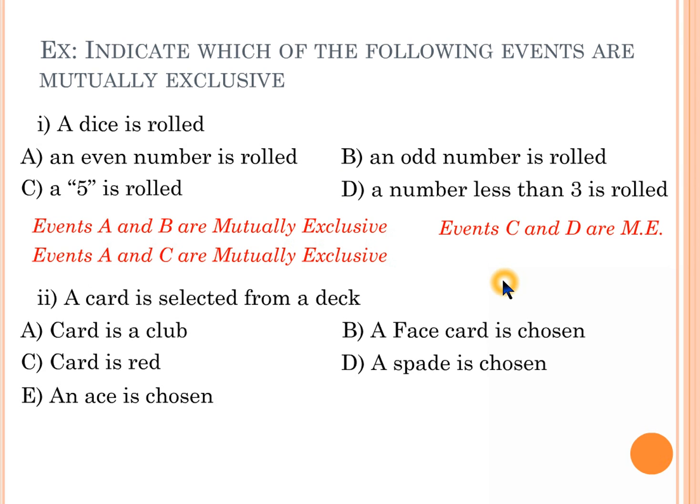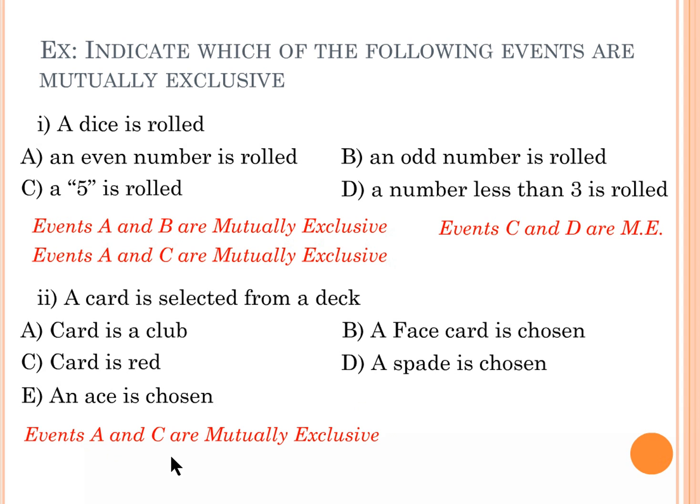All right, so hopefully those examples make sense. And let's take a look at the next example here. A card is selected from a deck. So we have several situations here: a card is a club, a card is red, an ace is chosen, a face card is chosen, and a spade is chosen. All right, so let's just see which situations are mutually exclusive.